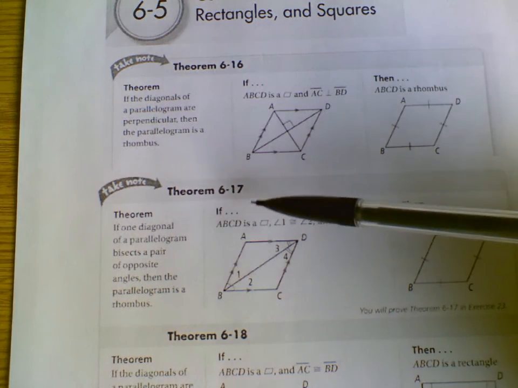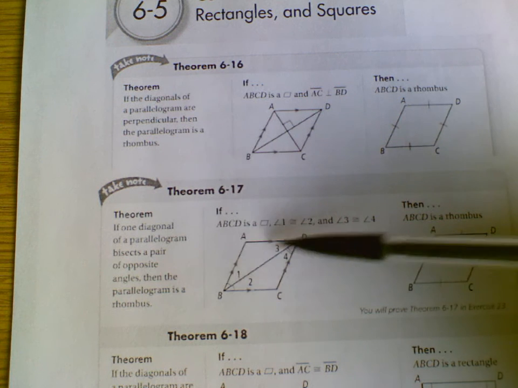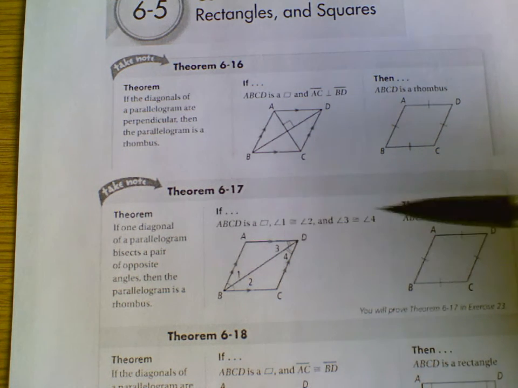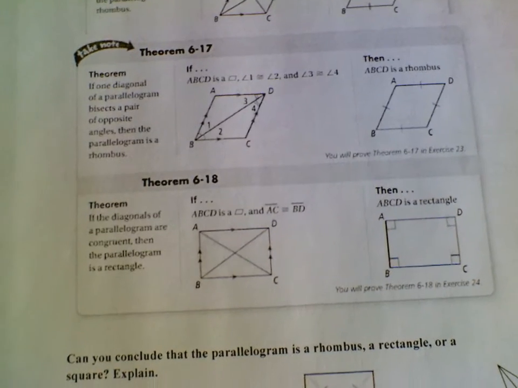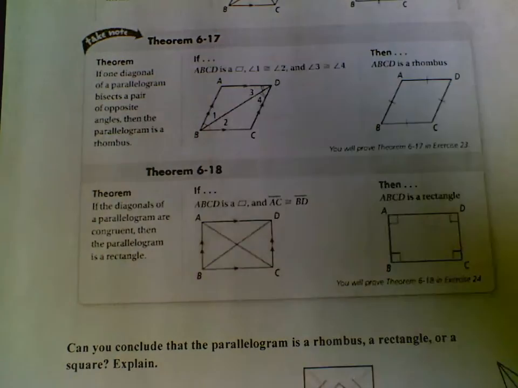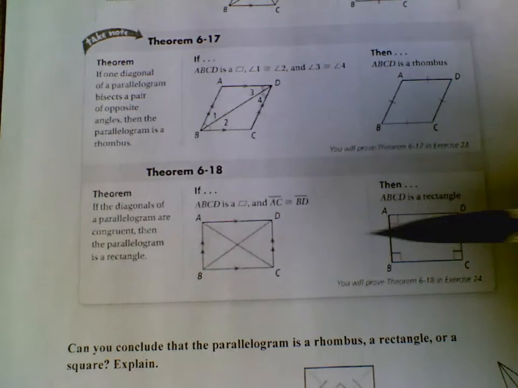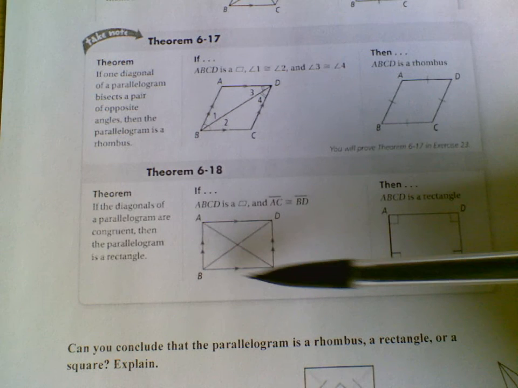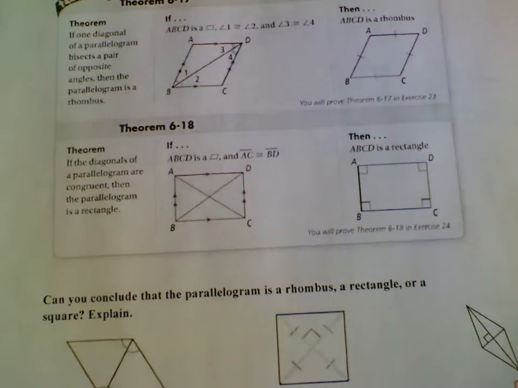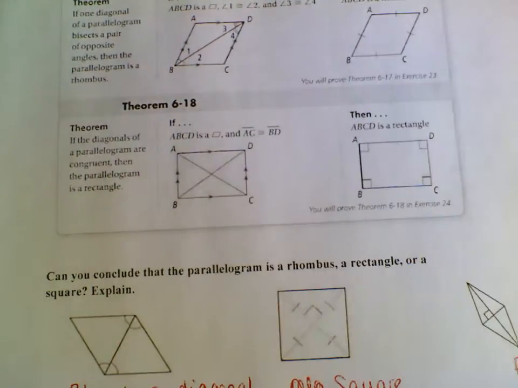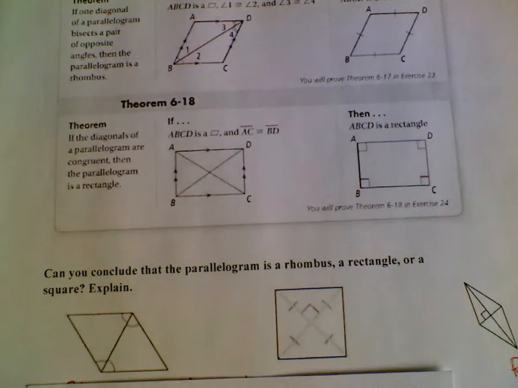got done discussing. 6.17. If one diagonal of a parallelogram bisects a pair of opposite angles, then the parallelogram is a rhombus. So again, the opposite of what we just discussed. 6.18. If the diagonals of a parallelogram are congruent, then the parallelogram is a rectangle. Again, the converse of the last theorem we just got done using. So these questions are asking you to conclude if I have a rhombus, a rectangle, or a square.